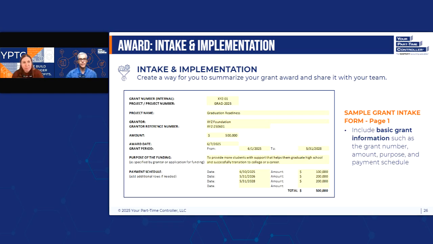This is a sample grant intake form. So it shows basic grant information, the amount, the period, the award date, the payment schedule, a lot of the basics that you need to know and document for your grants. So Miranda, where does this intake form come from? You need to make it. Your organization needs to create a way for you to summarize your grant award and share it with your entire team. Rarely does the grantor provide this in such a neat package, but the information comes from your grant award letter or contracts.